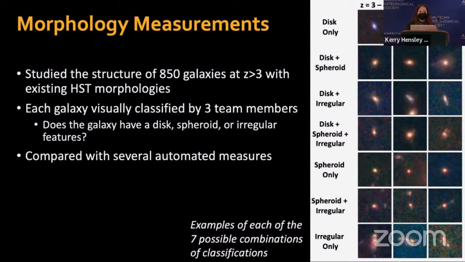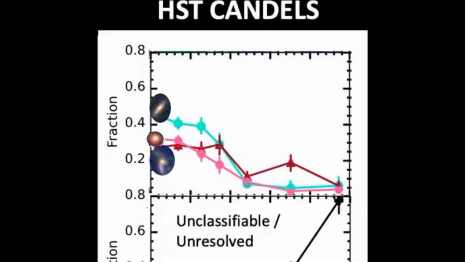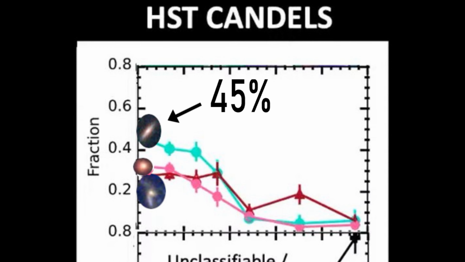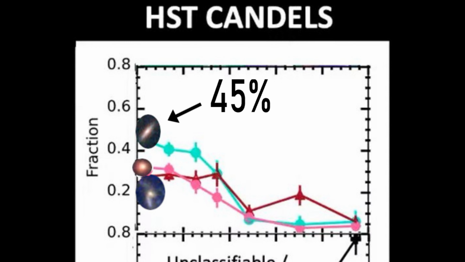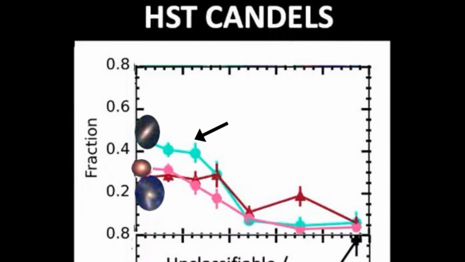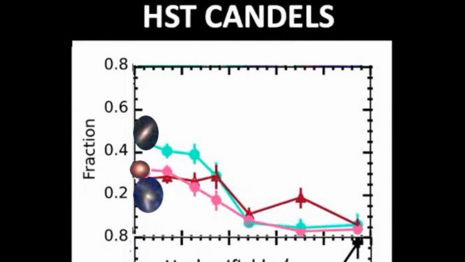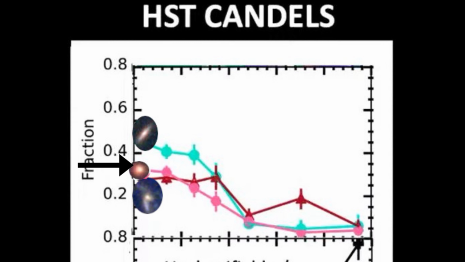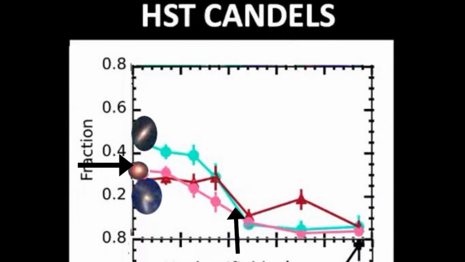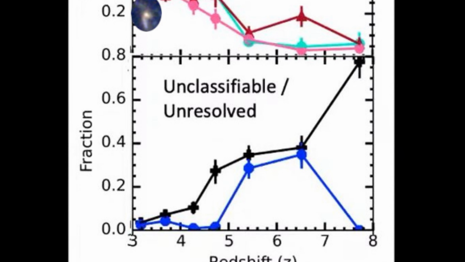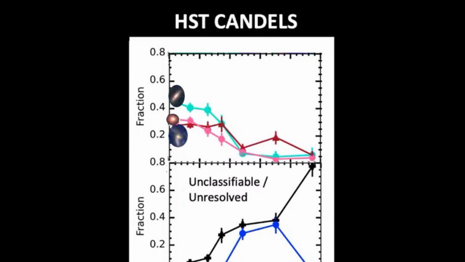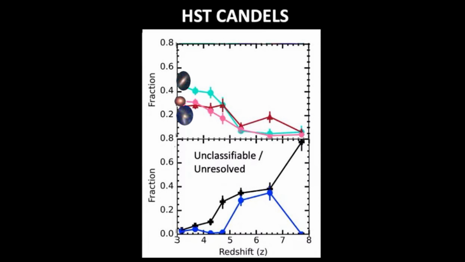because galaxies are complex and they don't necessarily fall into just one box. From Hubble, we knew that galaxies with disks make up about 45% of galaxies at redshift of 3, and that fraction declines with redshift, particularly at a redshift of greater than 4. We see similar things with galaxies with spheroids and galaxies with irregular. This decline is largely driven by the large fraction of galaxies that are unclassifiable or unresolved in the Hubble imaging. They were just too faint or too small for us to be able to see anything.